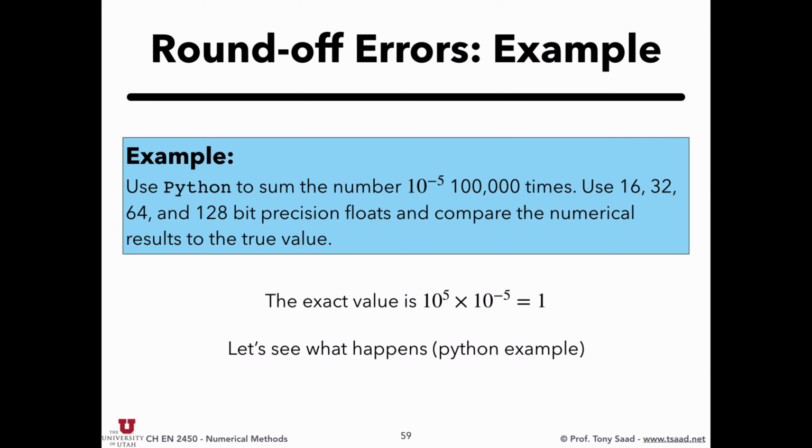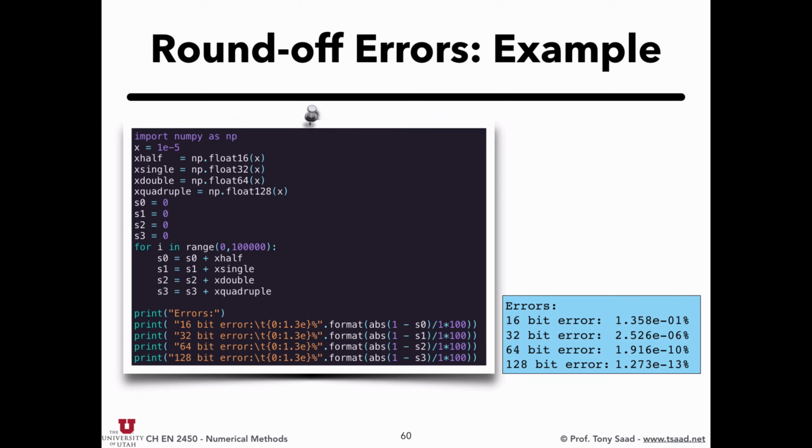We have limited precision on computers: 16, 32, 64, 128-bit, etc. And the example we did last time was to use Python to sum the number 10 to the minus 5 100,000 times. The exact value of the summation should be equal to 1 exactly. And what we did was do the summation with 16, 32, 64, and 128-bit representations of the number 10 to the minus 5. Now we know that there's round-off in the representation, in the 16-bit, 32-bit, etc.